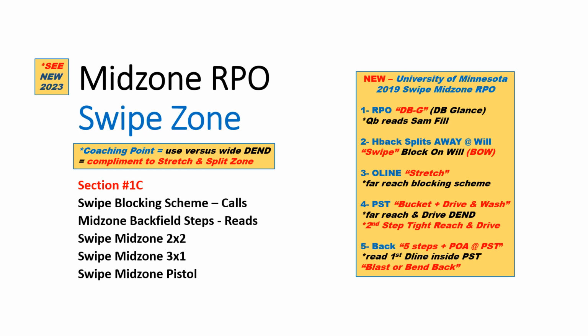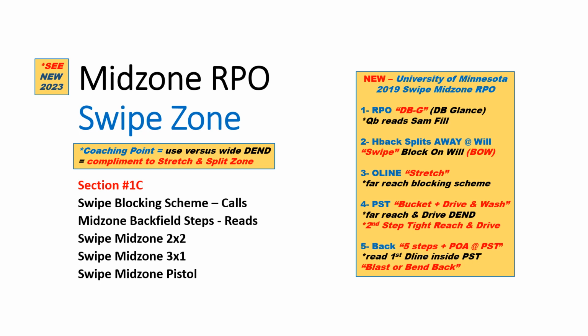Number 3, the O-line uses our stretch or outside zone far reach blocking scheme technique. The play side tackle, though, makes a minor adjustment where he's going to go ahead and take that stretch bucket step, but then on the second step, he's going to tight reach, get that foot right down the midline and drive and wash that defensive end to the sideline.